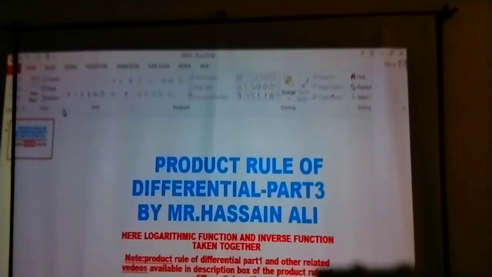Here logarithmic function and inverse functions are taken together. Note: product rule of differentiation part 1 and other related videos are available in the description box. For product rule of differentiation part 3, I have to explain other steps also. Please listen, wait and listen.